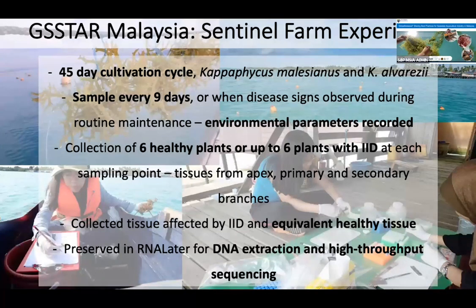At every sampling event, a number of environmental parameters, including the water temperature and salinity, were recorded, and the team collected a total of 6 healthy plants, or up to 6 plants with IID at each point. These were very carefully photographed to record the gross pathology, and the tissues were collected from the apex, the secondary branch, and the primary branch. Where plants with IID were collected, healthy control tissues were also collected from the same individual. These tissues were preserved in RNAlater for DNA extraction and high-throughput sequencing, and also in Davidson solution and glutaraldehyde, so they were available for microscopy if we required that.